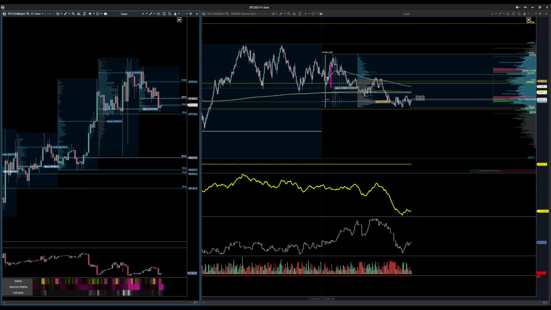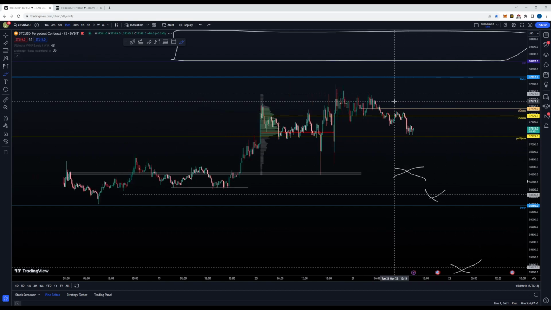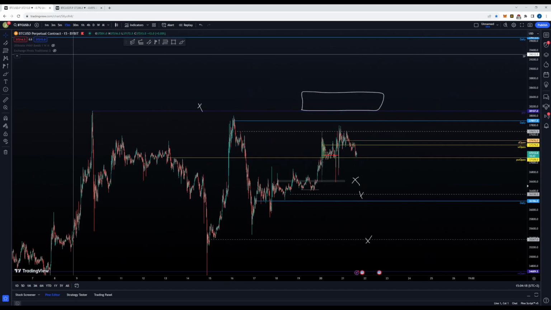Let's prepare some levels. Maybe we do roll over. Need to be ready. Yeah, so I am long from here, targeting the highs. Which highs? The last highs. Above the highs, it's price discovery.